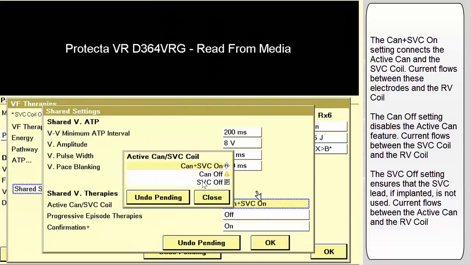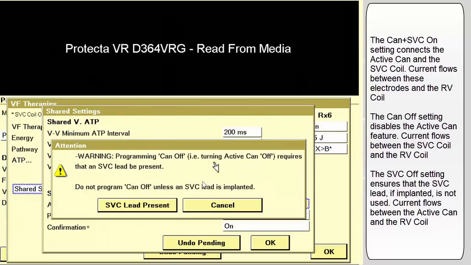There is a third option. You can program the CAN off. This is what we call the configuration called CAN off. In this configuration, you will deliver the shocks between the two coils. So of course there is a warning because this is possible only with a dual coil lead. It will not work, of course, with a single coil lead.